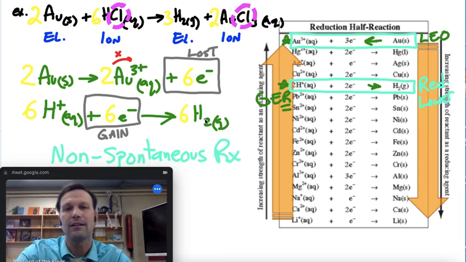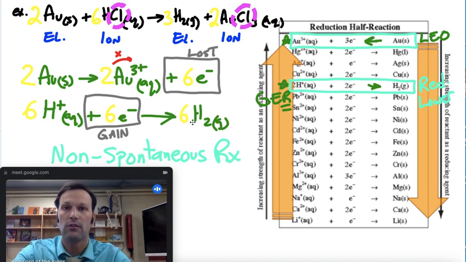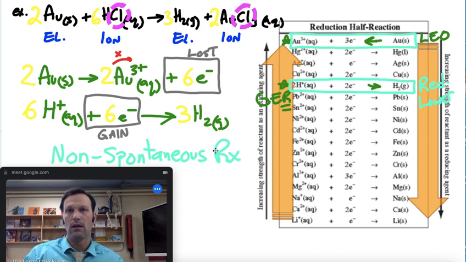Guys, I made another mistake. Look at this. 12 hydrogens. How many should we have? We should have 6. So let's scratch that off and put a 3 there because now that is balanced. So this is lots to keep in mind.